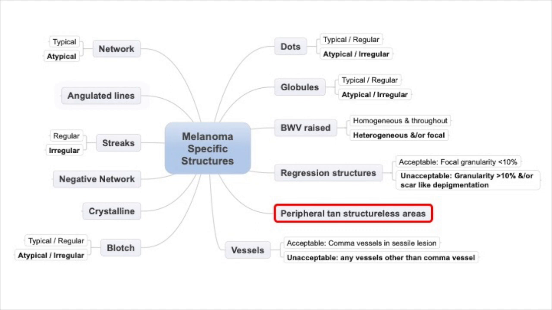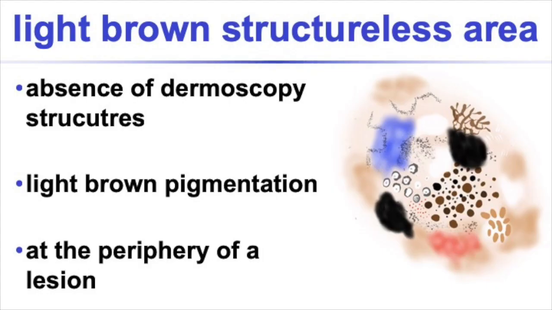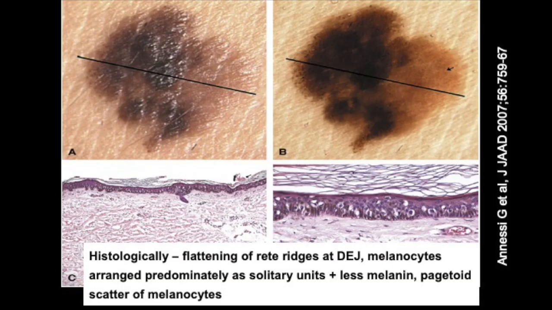Peripheral tan structureless areas. This is not a very common structure. It is actually only seen in superficial spreading type melanoma and lentigo maligna type melanoma. And basically, it's brown structureless areas at the periphery of the lesion, not within the center. This is the paper that it was first published in, and what they noticed is often at the periphery of superficial spreading melanoma, you would have these brown structureless areas. And when they looked at what it corresponds to histologically, it was attenuation of the rete ridges with pagetoid cells.